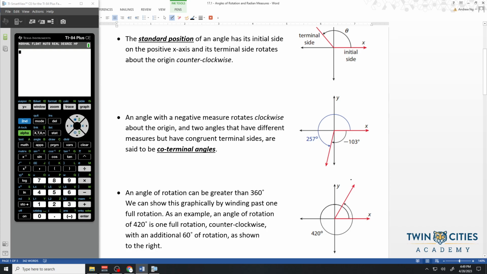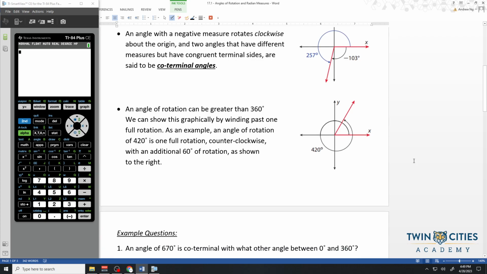And you can also have an angle that over-rotates. It goes beyond the first rotation, so past 360 degrees, and then if it keeps going, well, it's going to end somewhere. In this case, I went all the way past 360 degrees, and I went another 60 degrees to end up at 420 degrees. Okay, this would be the same as just 60 degrees. Those two are coterminal.